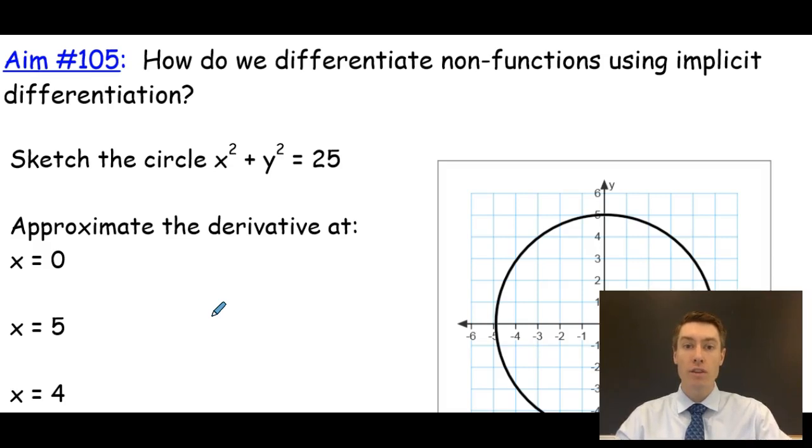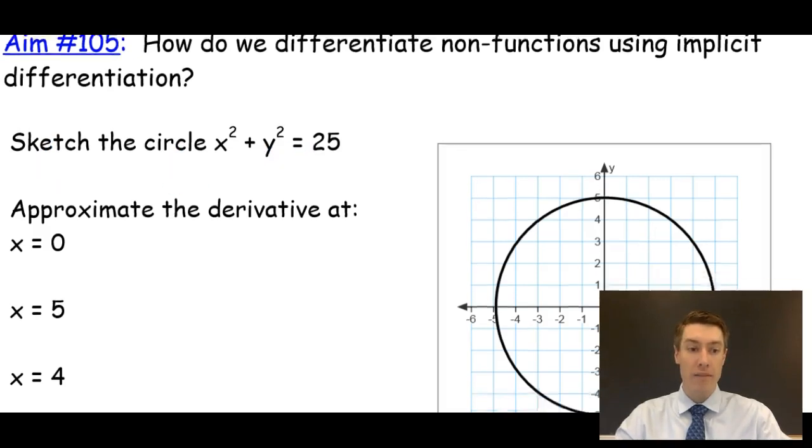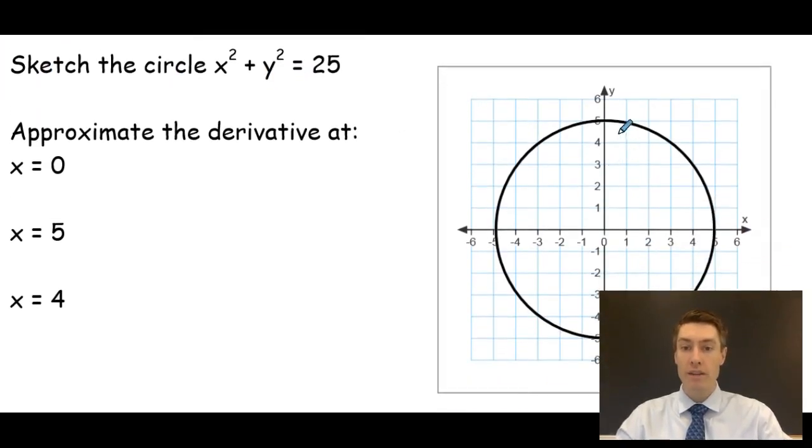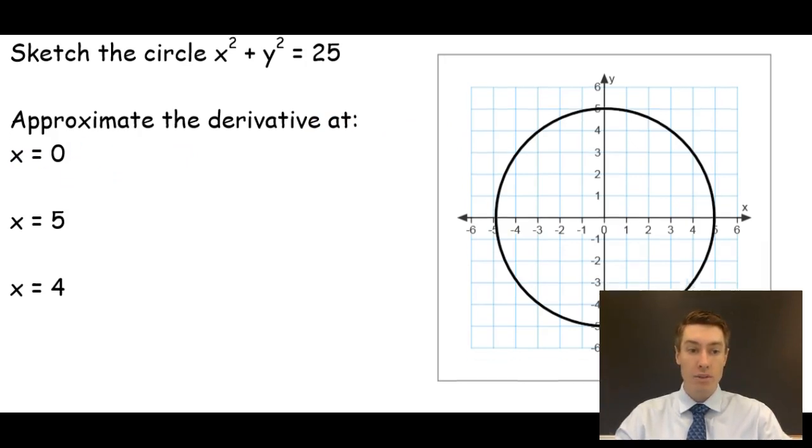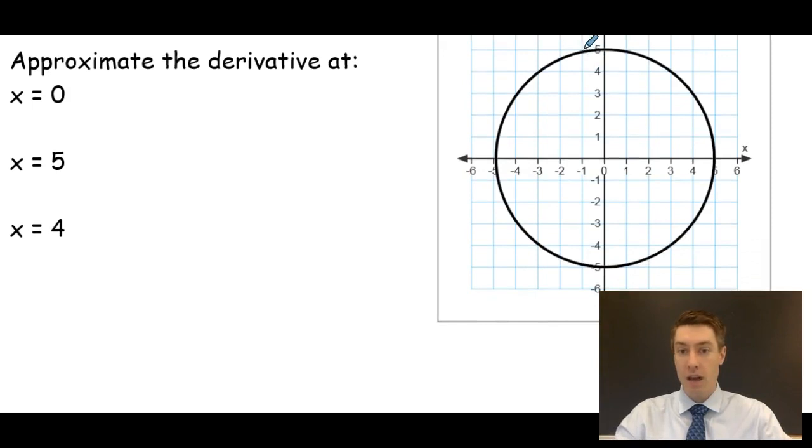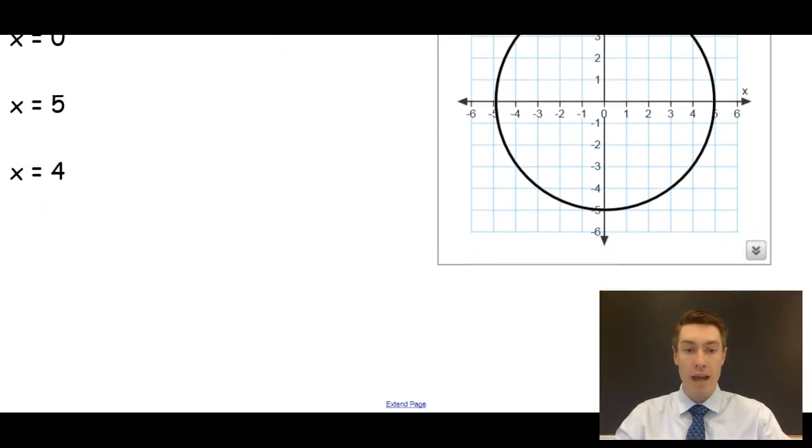So to start, let's look graphically at a non-function. Sketch the circle x squared plus y squared equals 25. It's already been drawn out for us, a circle of radius 5. We want to approximate the derivative at 3 different x values. The way we approximated the derivative was drawing in the tangent line at each point and approximating its slope. So at x equals 0, we'll draw in the tangent line, but what I notice is we have 2 different points when x equals 0.